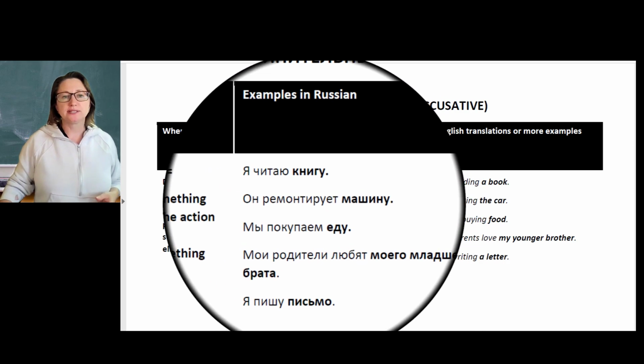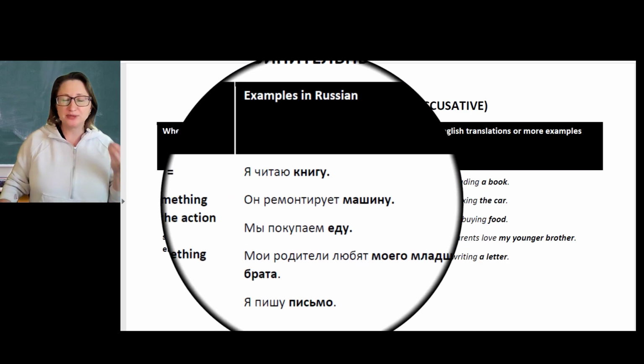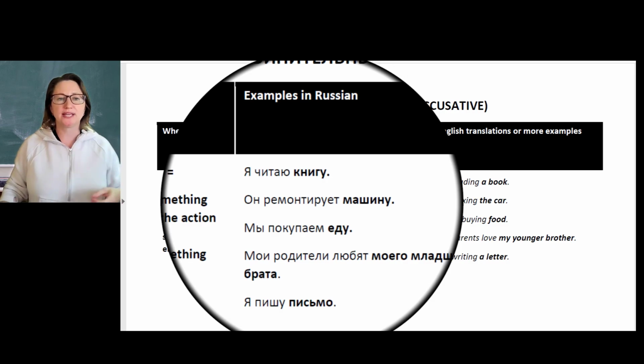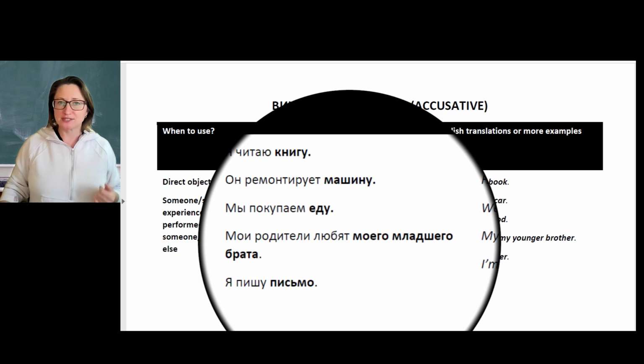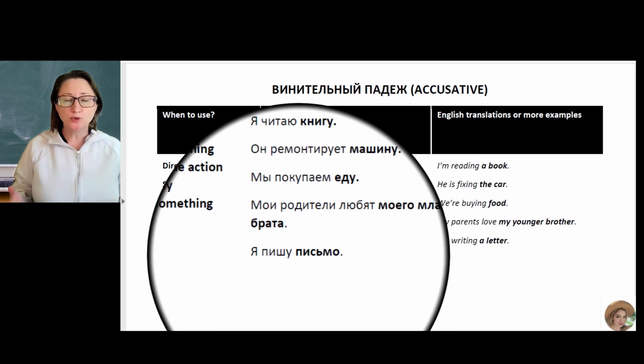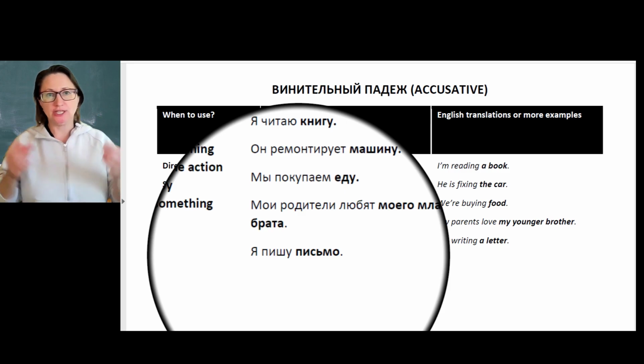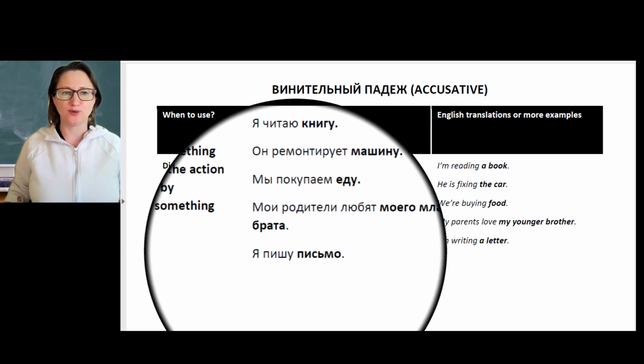And here you see that the first 3 have feminine nouns in the singular, so they have their own ending. Книгу, машину, еду. But if we look at my younger brother, which is masculine animate, here we see the genitive forms that accusative basically takes when we're talking about a masculine noun that's animate, can look you in the eyes. And then the word письмо never changed from its nominative default form because masculine inanimate and neuter nouns do not change in accusative. They stay in the default nominative form.